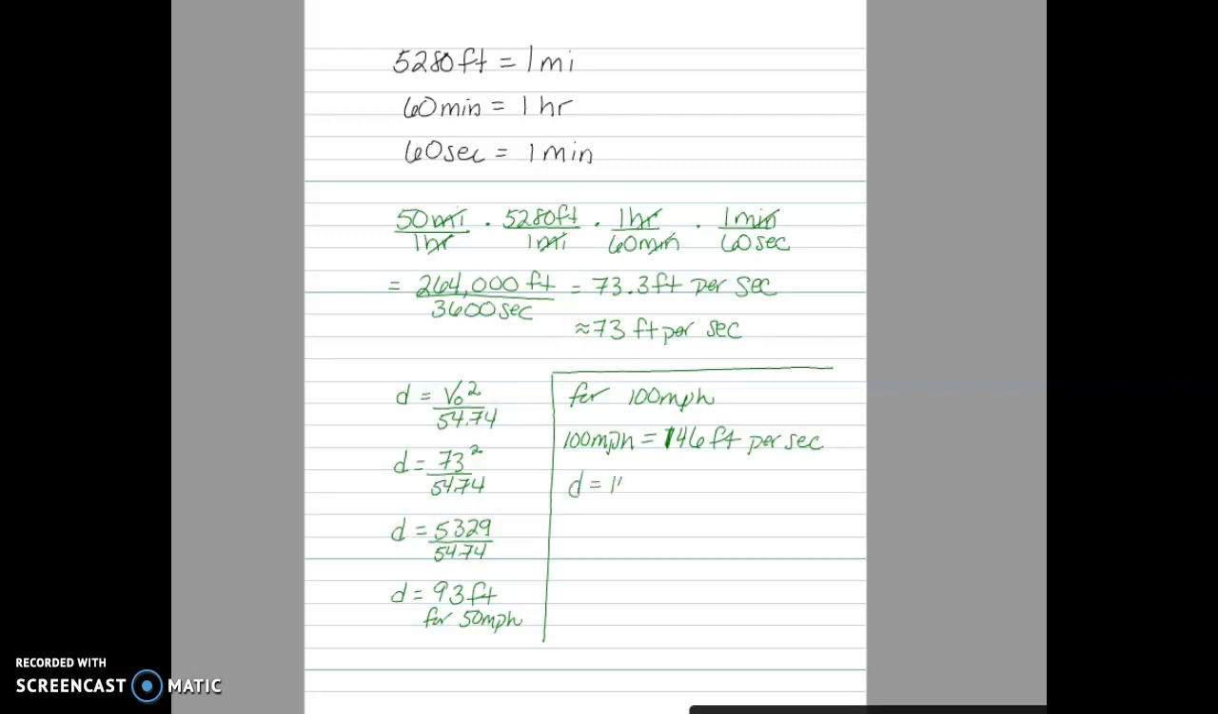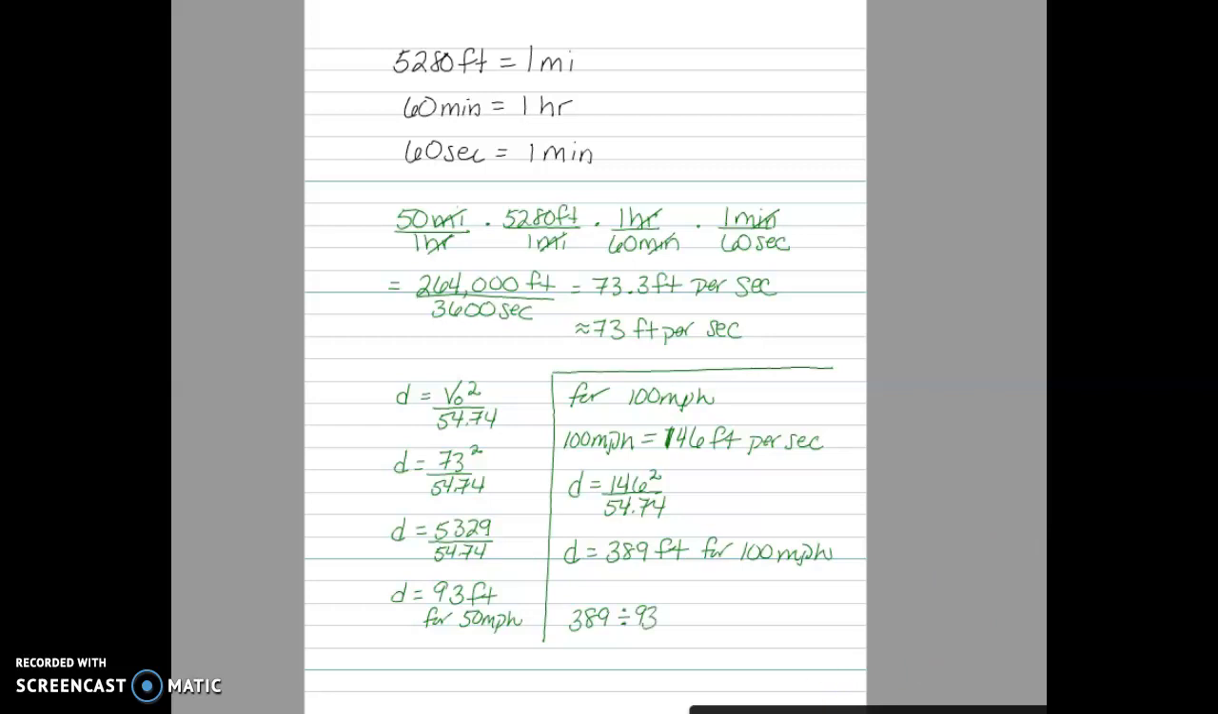So now I'll use my braking distance formula again, plugging in the 146 for V0. I have to square that and then divide it by 54.74. The order of operations are the same, squaring first and then dividing. When I square 146 and then divide by 54.74, I end up with 389 feet.